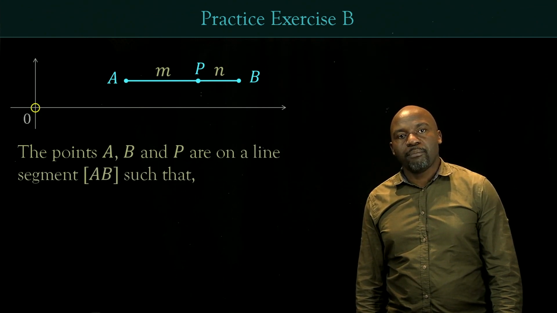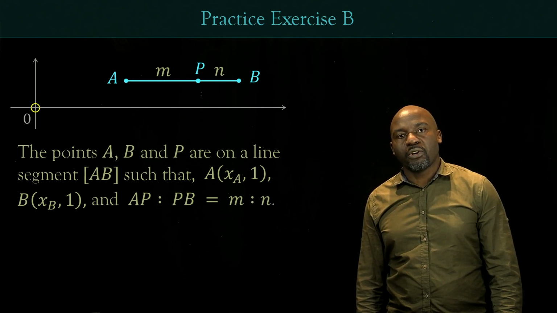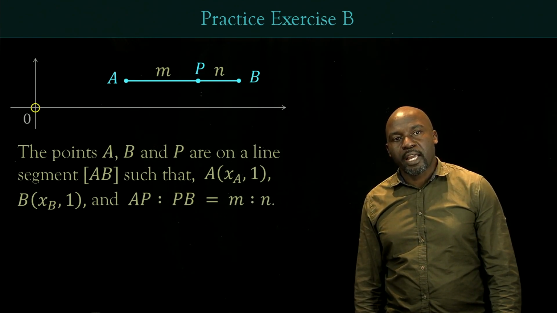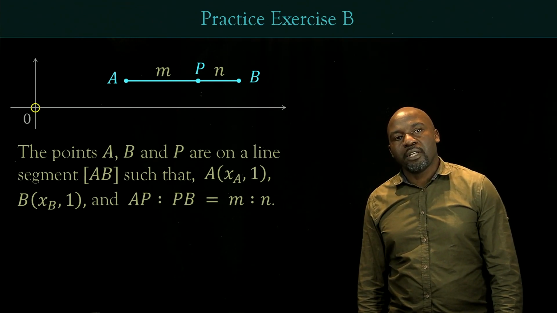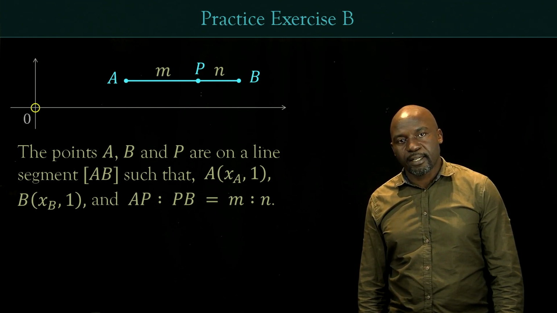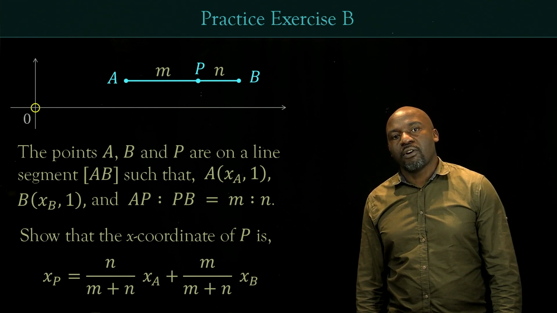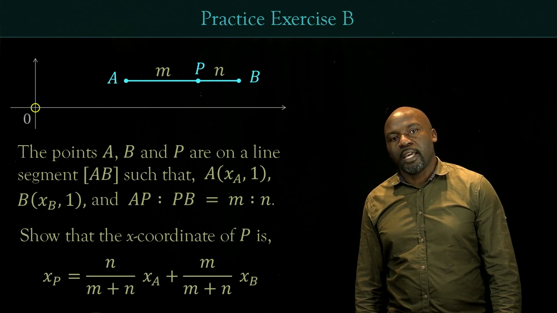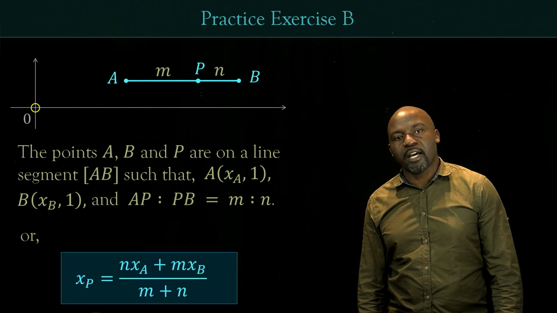The points A, B, and P are on a line segment AB, so that the coordinates of A are given, the coordinates of B are given there, and the ratio of AP to PB is m:n. The question is for you to show that the x coordinate of point P is given by that formula there.